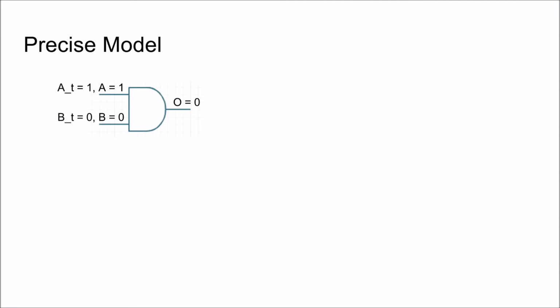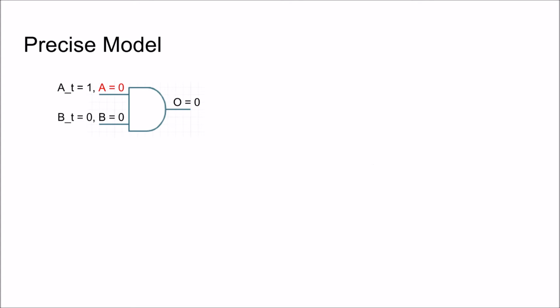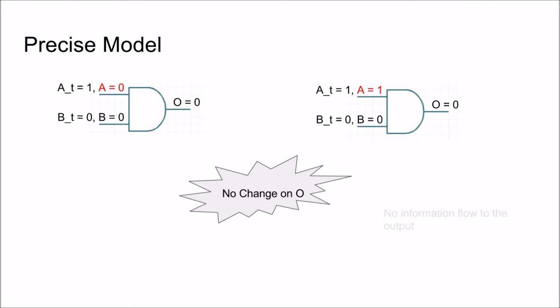With the precise model, we take into account the actual values of the inputs. The precise model states that the information flows from an input to the output if a change in the input being tracked results in a change in the output. If we change the input A to 0 and change it back to 1, the output does not change. Thus, there is no information flow to the output, and the output will not be tracked.